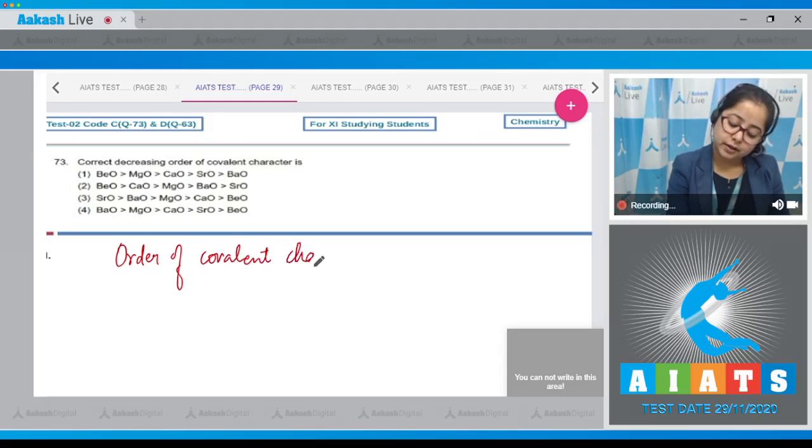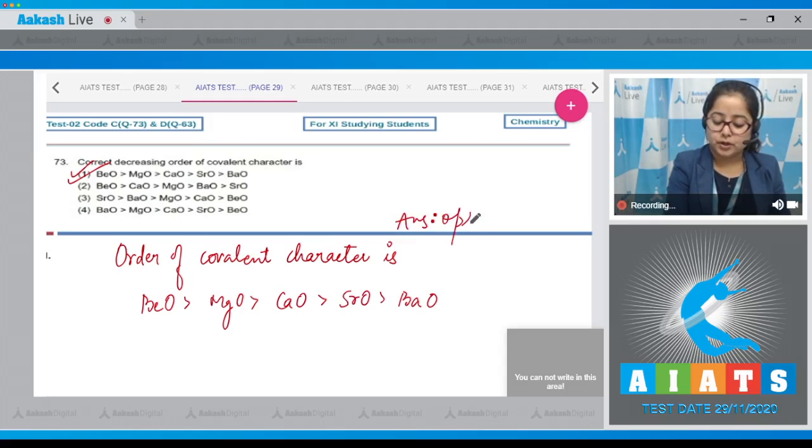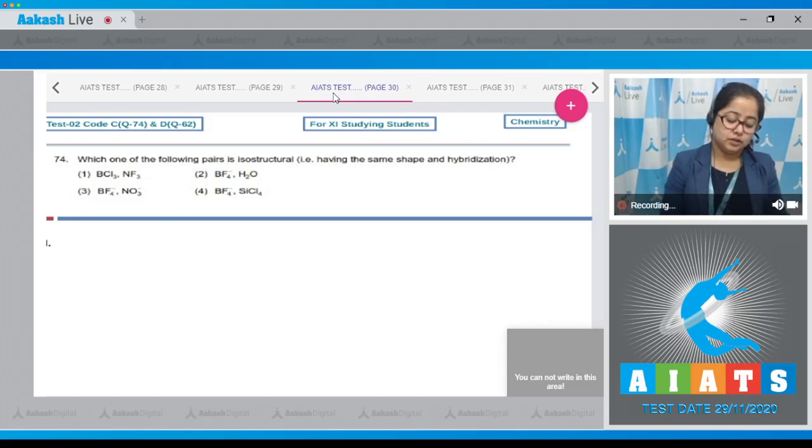covalent character is beryllium oxide, then magnesium oxide, followed by calcium oxide, strontium oxide and barium oxide. That means the correct order is represented in option number 1. So the answer is option 1. Moving to next question, students, which is question number 74.